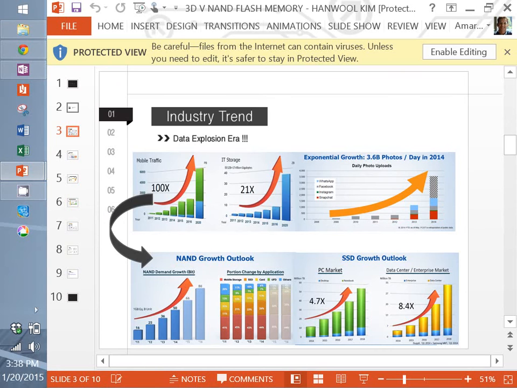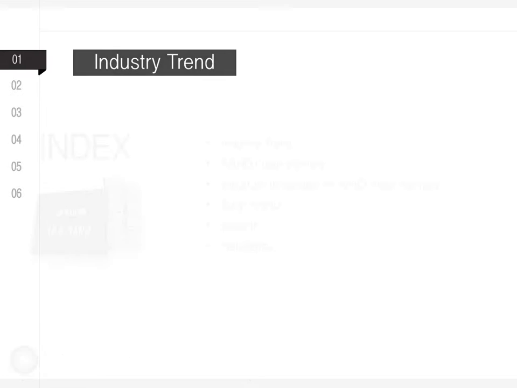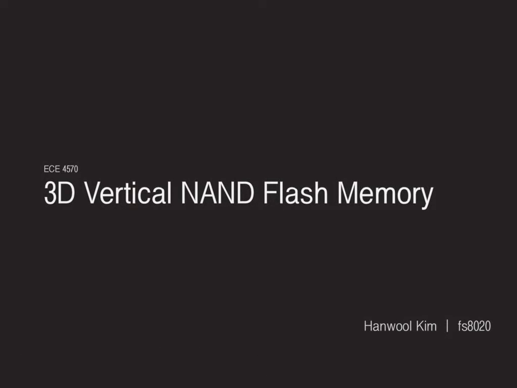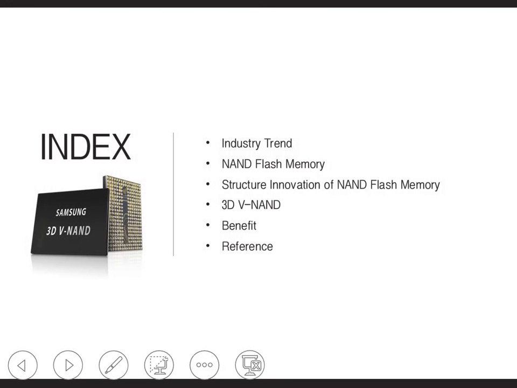So this is an example of a presentation that a student did last year, one of my favorite ones. It was on three-dimensional vertical NAND flash memory. These are the different things that I'm looking for. First, she started off by discussing an industry trend in flash memory, basically how we need more and more storage in the same amount of area because we want our hard drives to become larger and larger. She talked about standard NAND memory, and then she talked about this new innovation that Samsung has done recently, where they have three-dimensional structures, which allows you to cram a lot more memory into the same amount of space. Then she talked about some of the benefits of this technology and a reference.